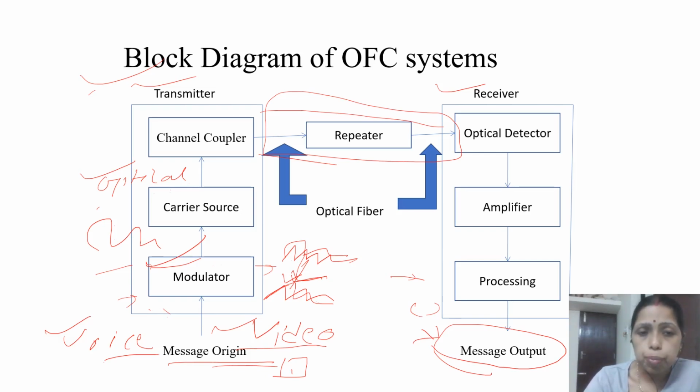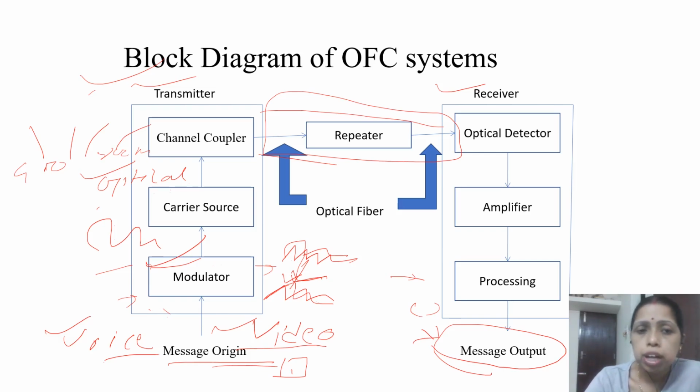Here is the channel coupler. Why is it required? Suppose in the optical fiber you have lots of channels, so you need to multiplex the signals. Some signals have wavelengths from 400 to 800 nanometers, and some information has a wavelength of 400 nanometers. So you need to split the signal based on the wavelength or some other mechanism.